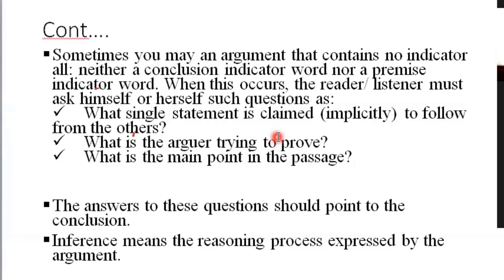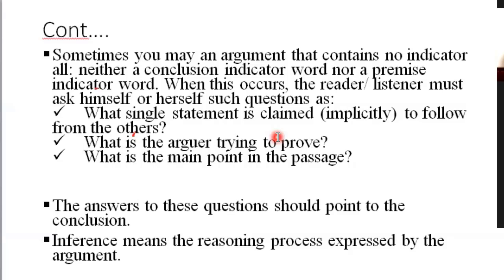implied statement. We need to ask ourselves, from the given statement, other questions that help us for identifying the parts of the argument: what is the arguer trying to prove and what is the main point of the passage. If we are asking ourselves these questions, they give us the answer to point out for identifying the conclusion.